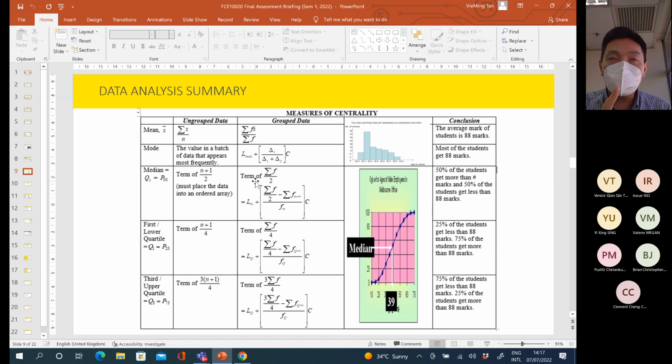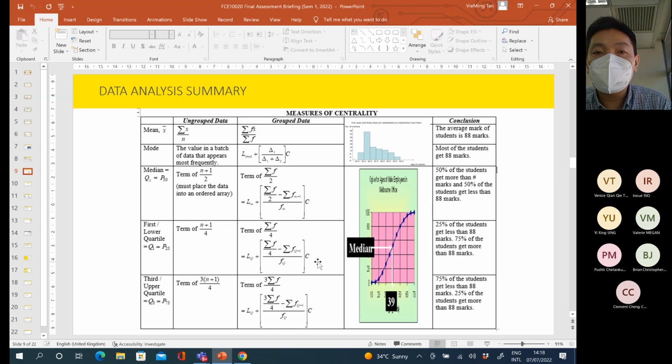So make sure the first thing is to read the question and check whether it provides raw data or grouped data. Then the next step is to identify the correct formula in order to calculate the correct measurement. For grouped data, make sure that the class boundary is used. Why? Class boundary is used so that we can identify the class size. When you calculate the mode, median, first quartile, or third quartile, the class size is the upper boundary minus the lower boundary.